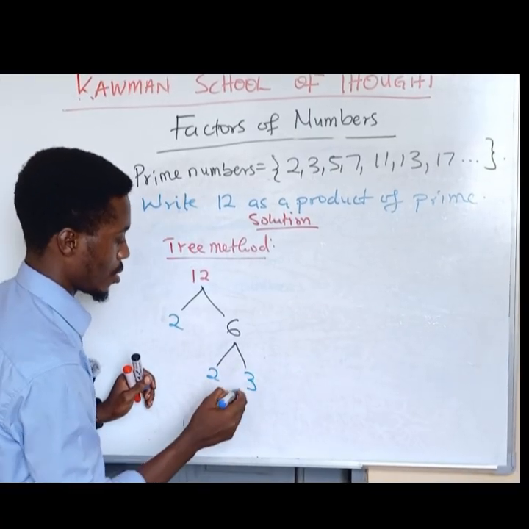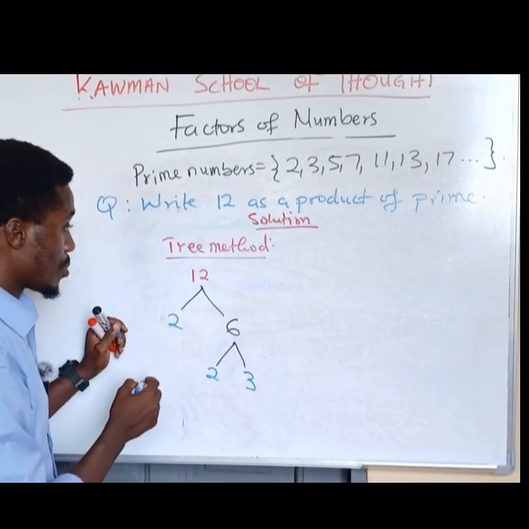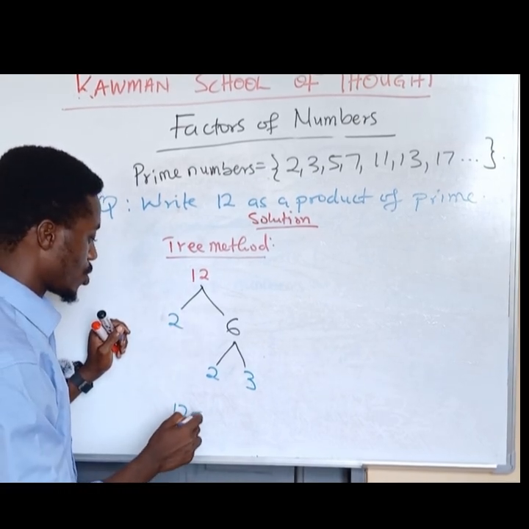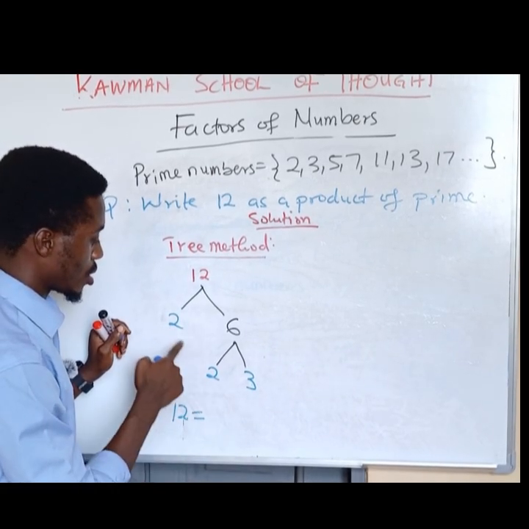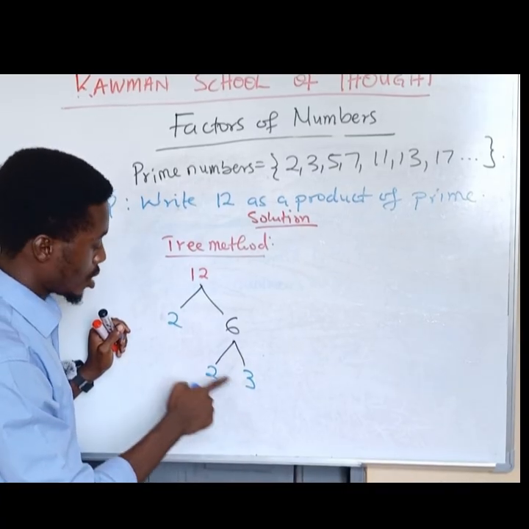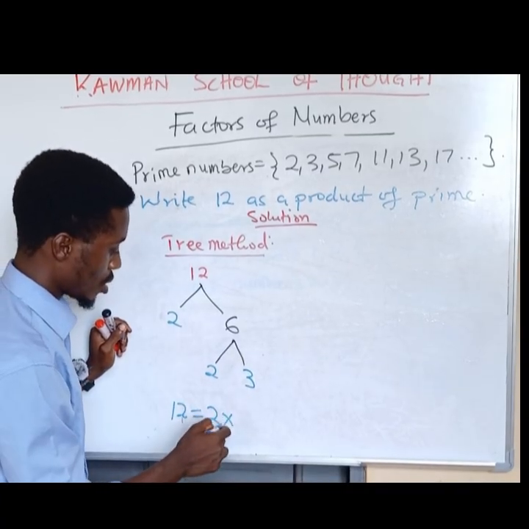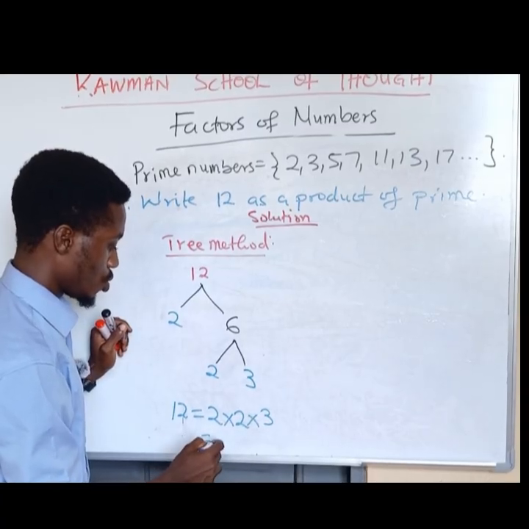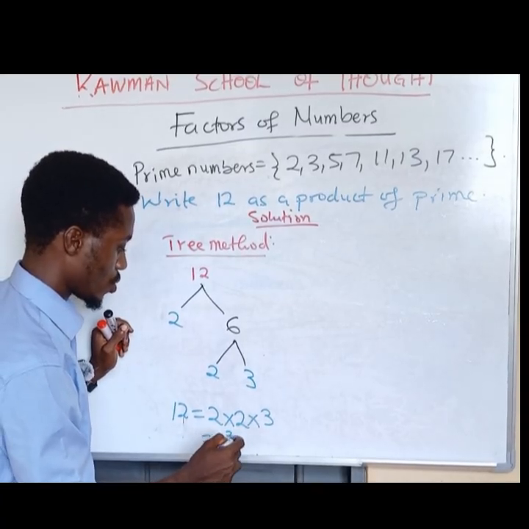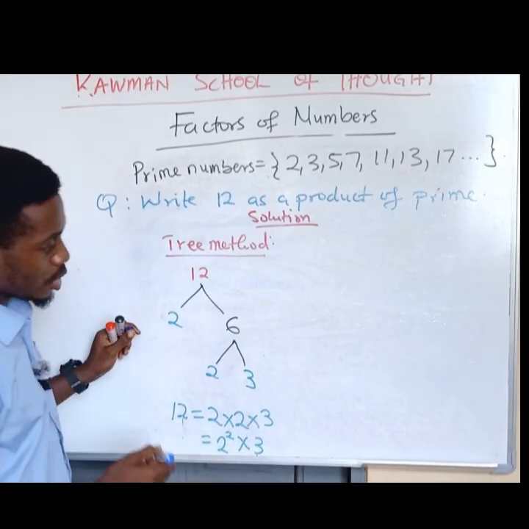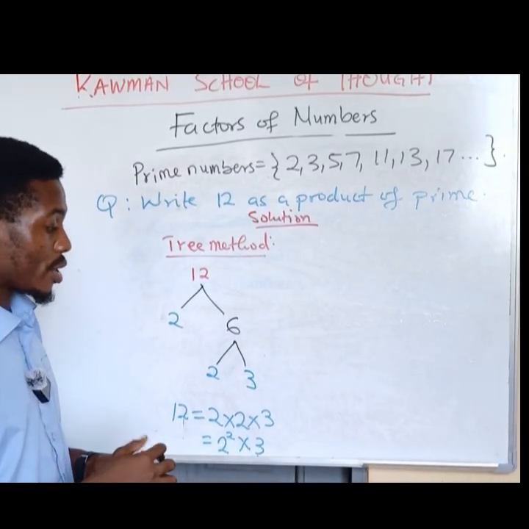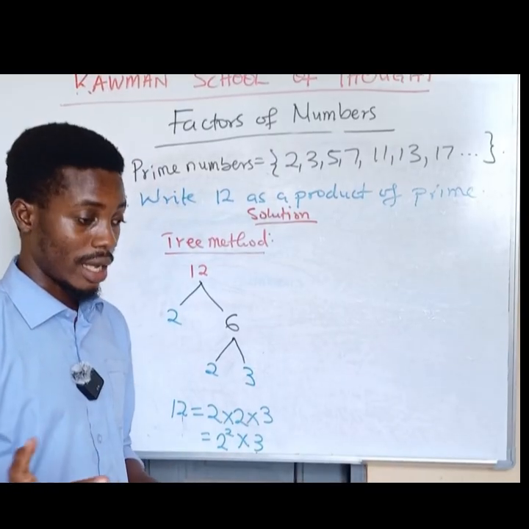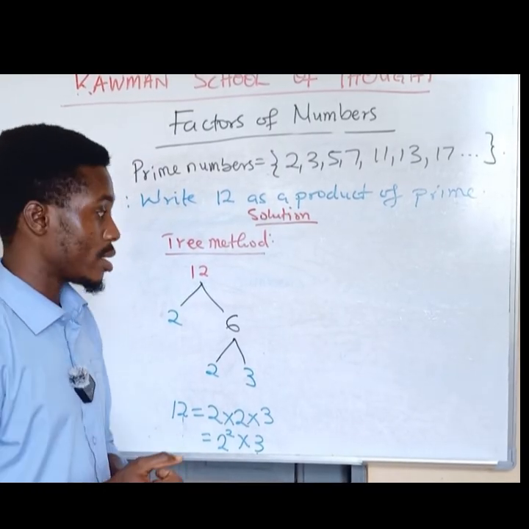So 3 here. Rewriting this as a product means multiplication, so we write 12 is equal to what? We multiply all the prime numbers. Mind you, 3 is a prime number, I hope you know that. So 2 times 2 times 3. That's going to be 2 raised to the power 2, times 3. Why is it 2 raised to the power 2 times 3? Don't worry, anytime you see a number like this, it is indices, and we'll treat this later as a standalone topic.